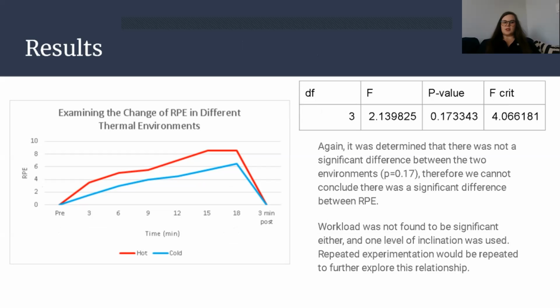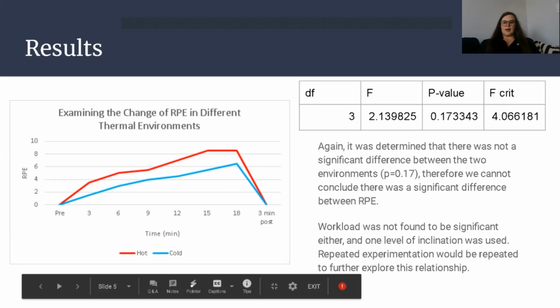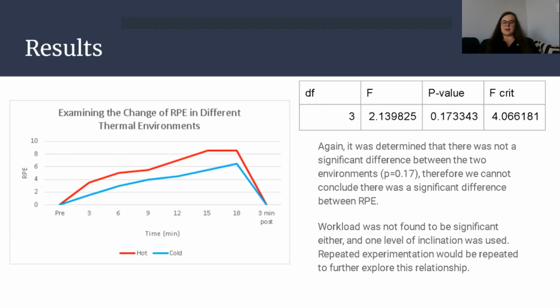Next, just the differences in the RPE between the hot and cold. Again, unfortunately, we did not find any significant difference here, but we can note that at least the trend is that, again, the hot is a little bit higher throughout the process than the colder environments, as you can see here. I think that some of this may be in part because of our sample size and maybe some testing done at home, etc.